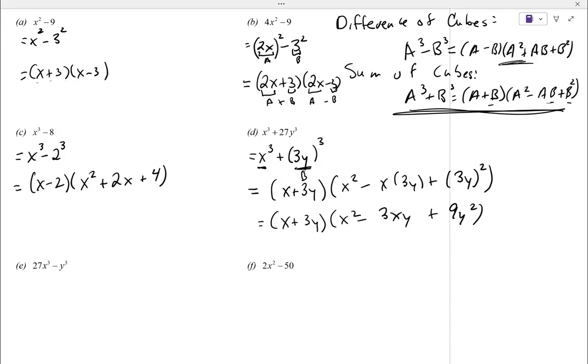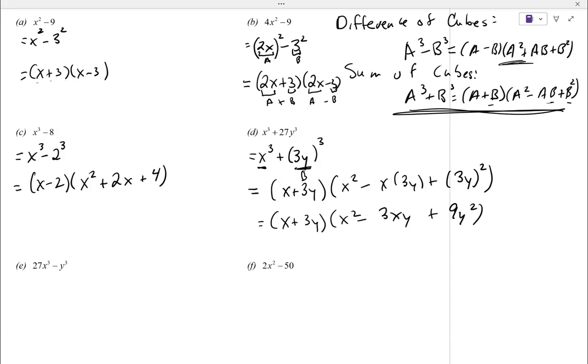Ready to chat? All right. Which of the three do you think we're going to use? Difference of cubes, right? Certainly going to be a difference because I have got an x cubed and a y cubed. Use the difference of cubes.